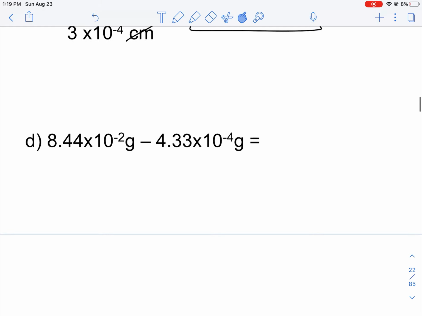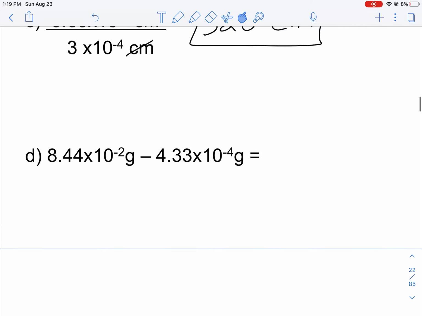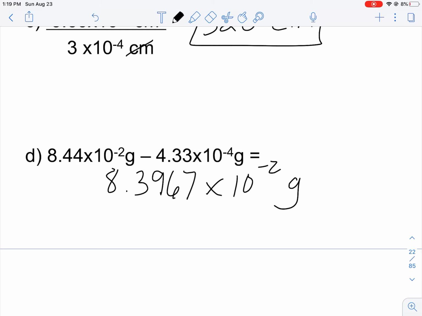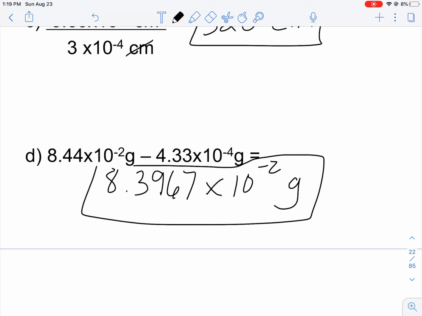All right, moving on. Our subtraction here. Okay, so we subtract those out. It's the same way I did the addition if you're doing it by hand. So the answer is 8.3967 times 10 to the negative 2 grams.